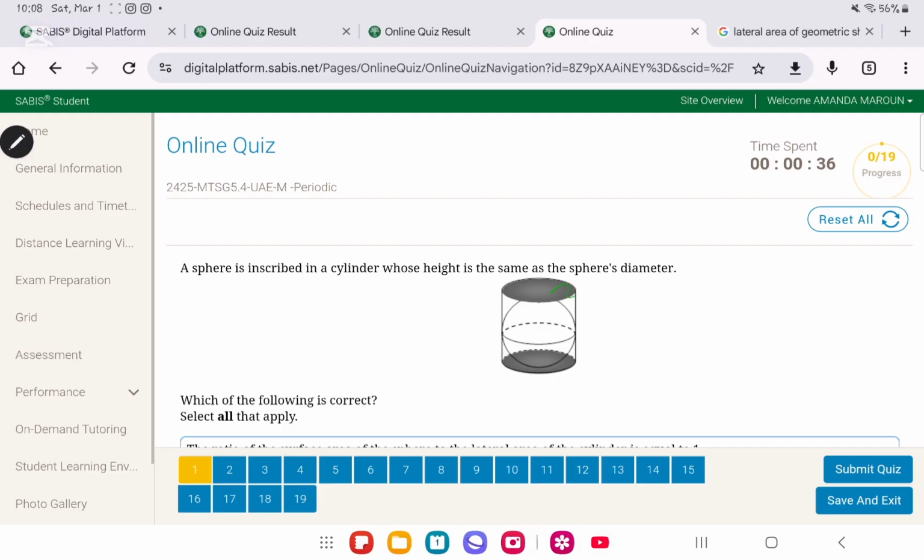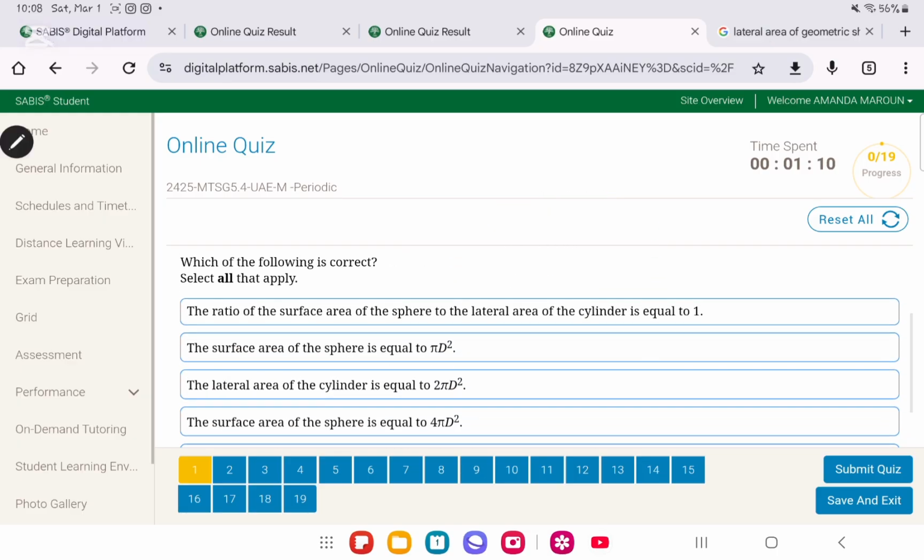That means if the sphere's diameter, which we're gonna call d, is equal to 2 radius, 2r, then that also means the height h is equal to 2r. So keep it in mind. Diameter d is equal to 2 radius because we always know that the diameter is equal to 2 times the radius. And they said the height is the same as the sphere's diameter. That means the height is also equal to 2 times the radius. So keep this in mind while we solve.